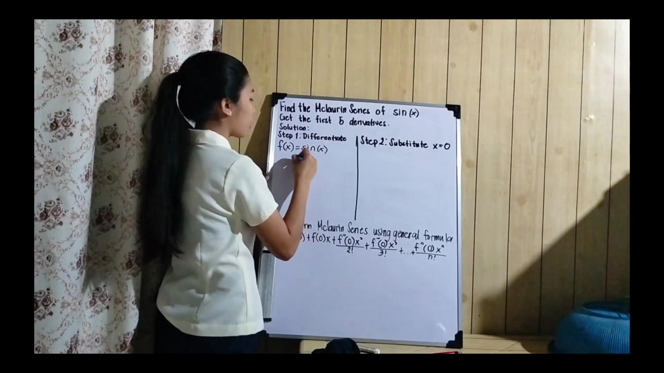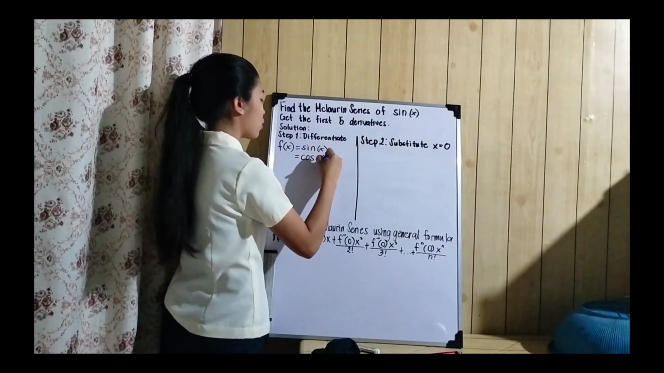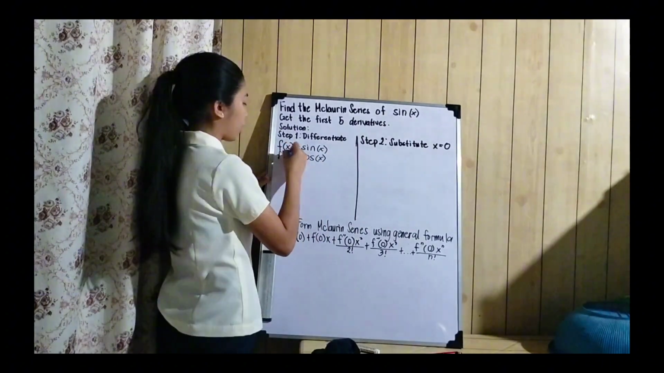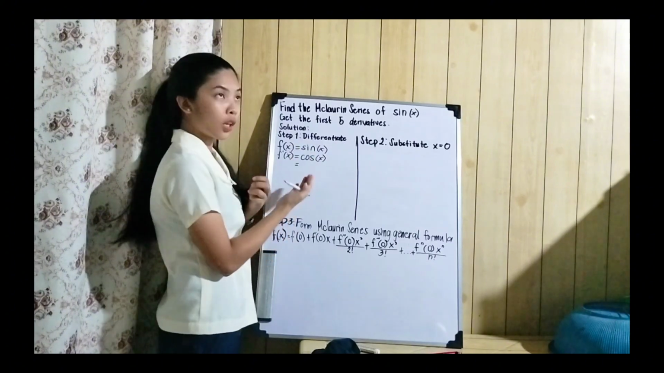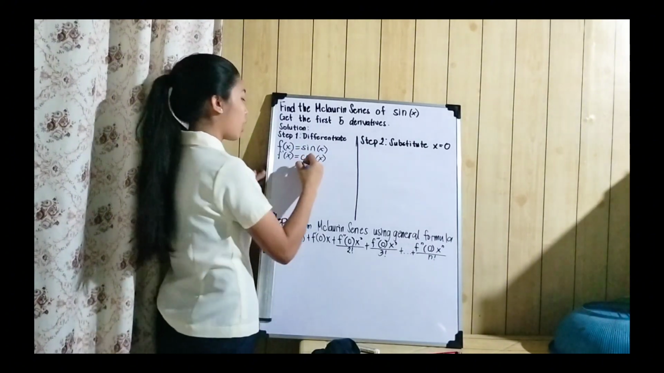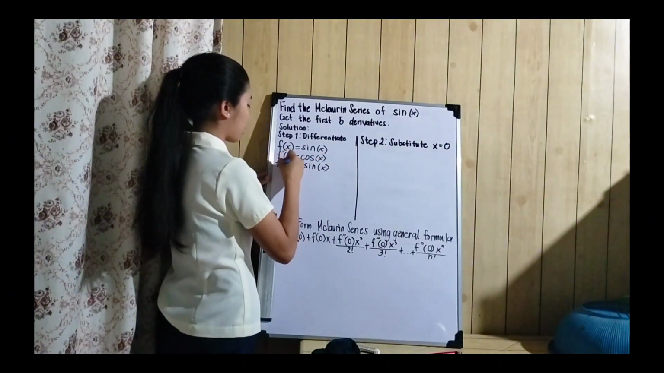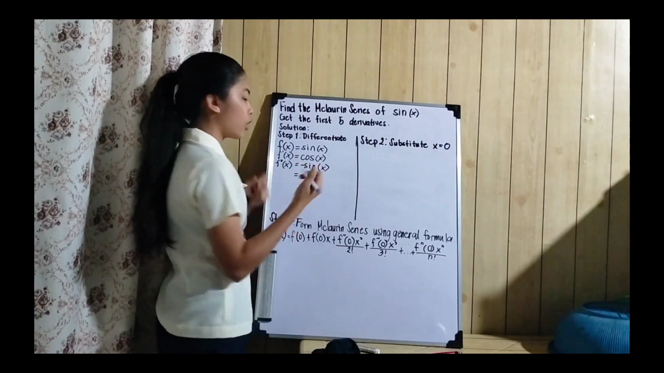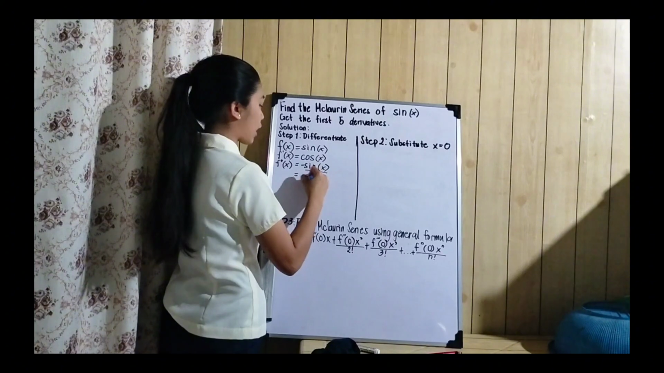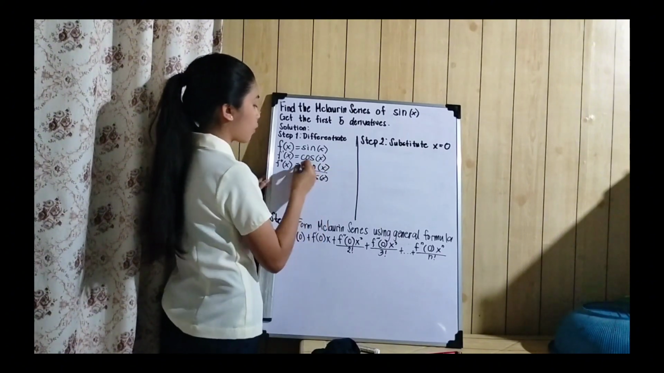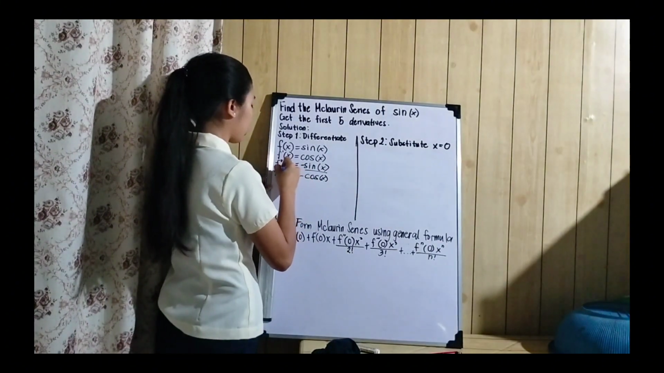So the derivative of this trigonometric function is equal to cosine of x. So this will be our first derivative. And the second derivative will be the derivative of this function. So cosine of x, the derivative of this function is negative sine of x. So this will be our second derivative. And the third derivative, which is the derivative of sine of x, is equal to cosine of x. Since we have here the negative, it will be negative cosine of x. So this will be our third derivative.